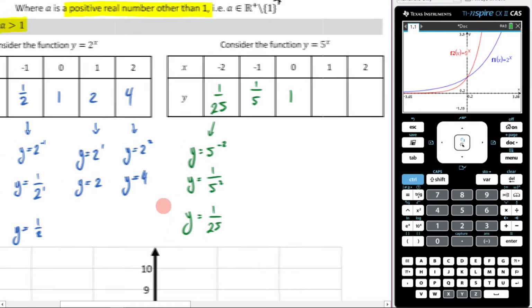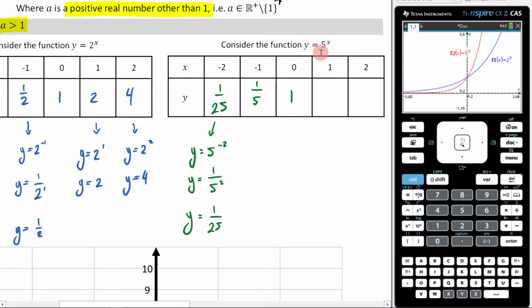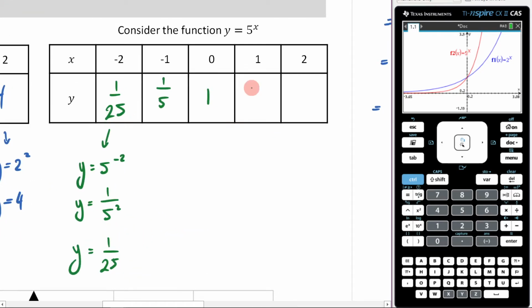So you should be kind of picking up that when you've got a graph in this form, every time you put x equaling 0, you're going to get 1 out. So that means you've kind of got a steady, always happening y-axis intercept. All right, this one would be 5, and this one would be 25.